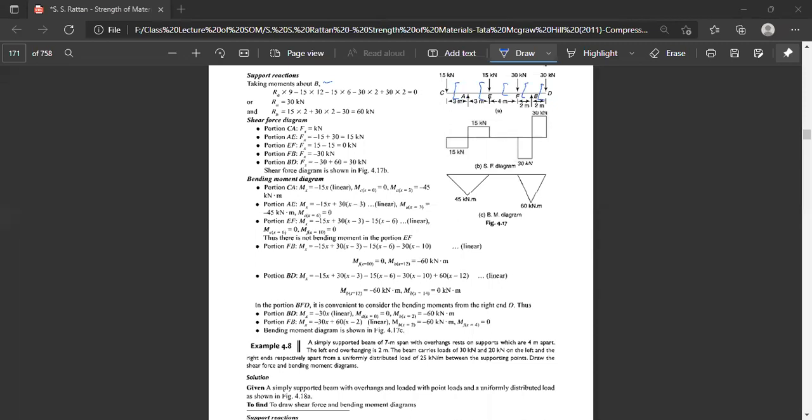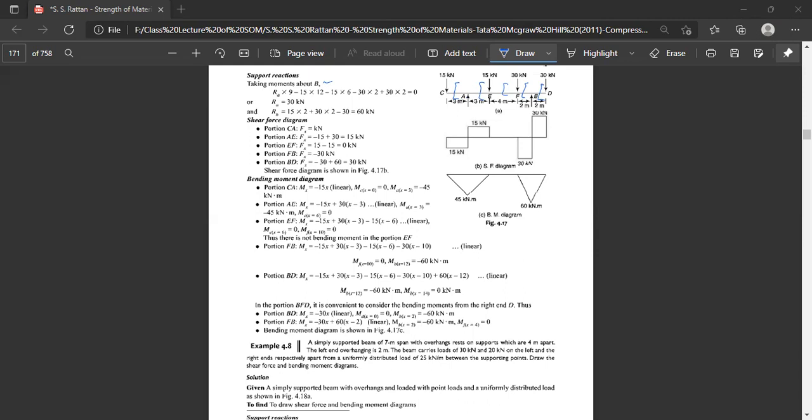Put the value of x equal to the point A, and it will become 45 kN·m. At the point E, where x is equal to 6, it will become 0. Then for the portion EF, M is equal to minus 15x plus 30 into x minus 3.